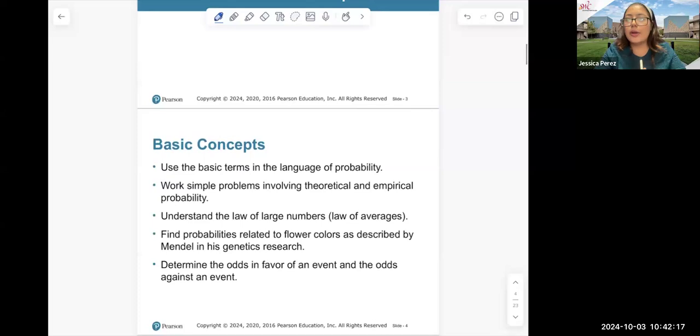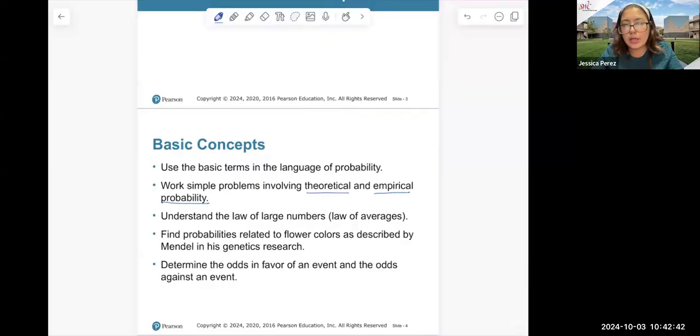In this section, we are going to be learning about basic terminology in the language of probability. We are going to be working with simple problems involving both theoretical and empirical probability. So we are going to be looking at these two types of probability. Understand the law of large numbers. So there exists a law of large numbers, which is also defined as the law of averages.